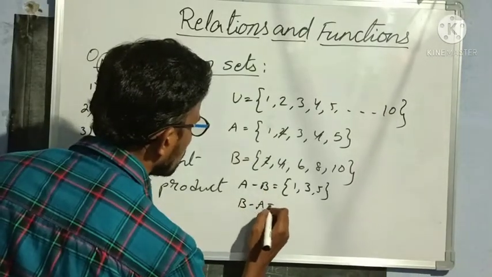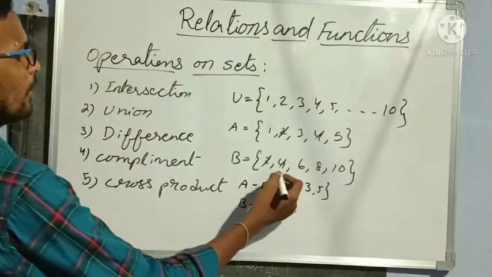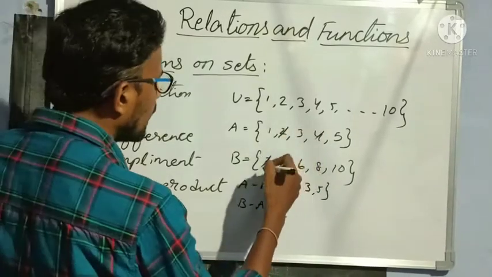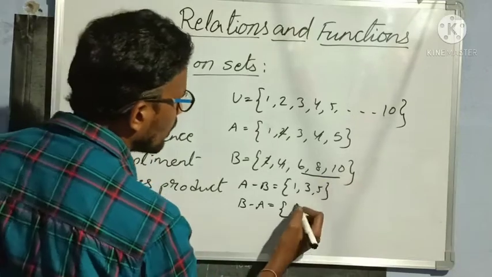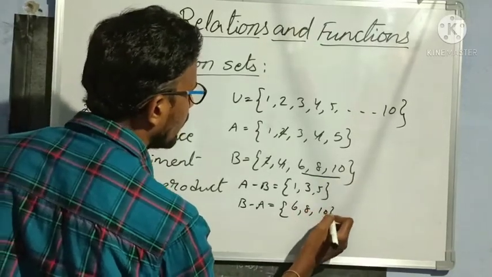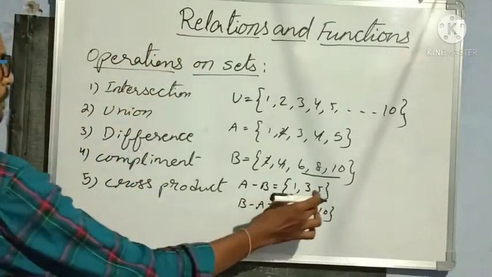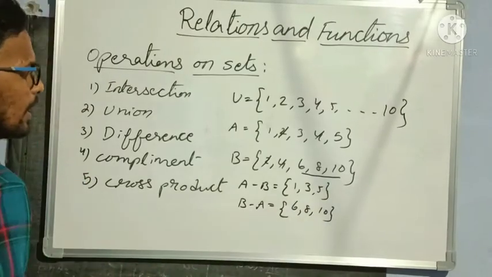Next B minus A. Same like A minus B, here also first we have to strike off common elements and write the remaining elements of B here. So what are the remaining elements of B here? 6, 8, 10. So A minus B is 1, 3, 5 and B minus A is 6, 8, 10.